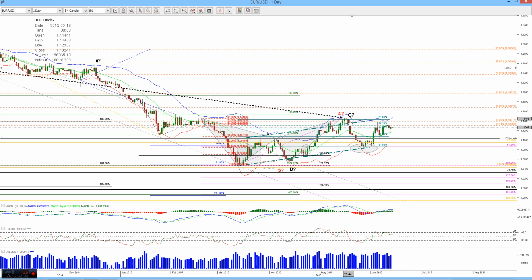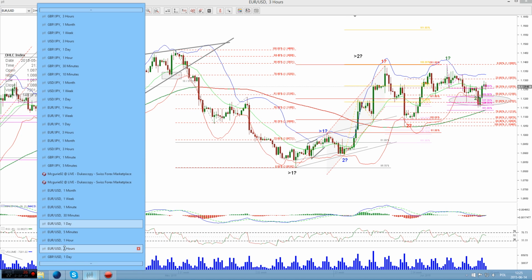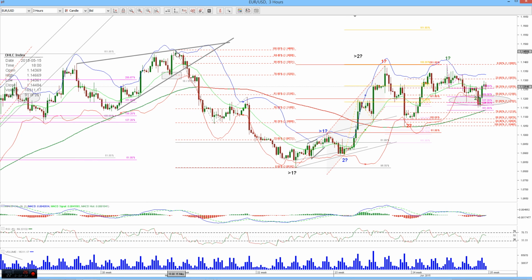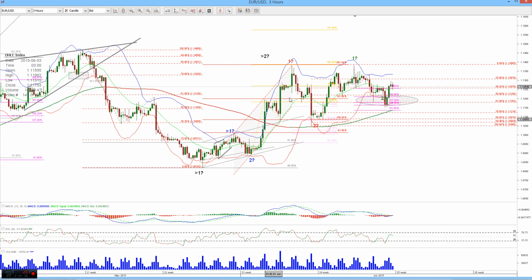Okay, this downward move, I will show it on a 3 hours chart. So this is this downward move A, B, C to the downside. And now we've got the situation where the market went up again. This looks like a first wave in a leading diagonal. This is the 1 and 2. This might be another 1 and 2. And there's the third 1 and 2.